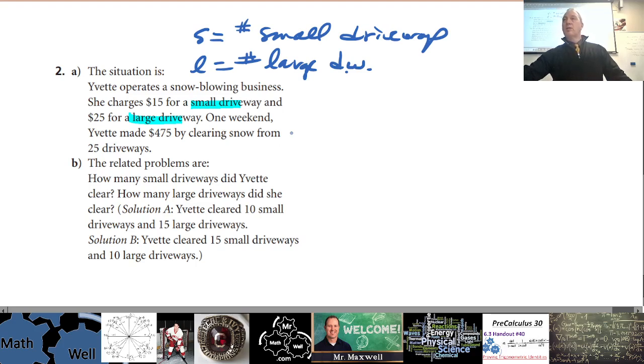Make sure you have that. Now you use these letters in your equations. So one weekend, Yvette made $475 by clearing snow from 25 driveways. Okay, so here is the first equation I would write.